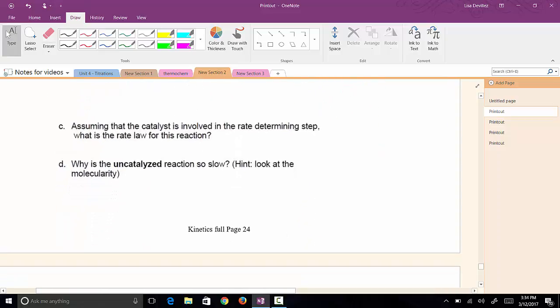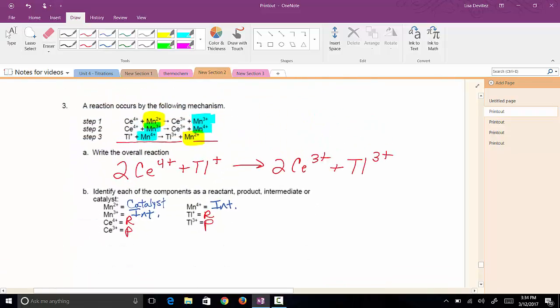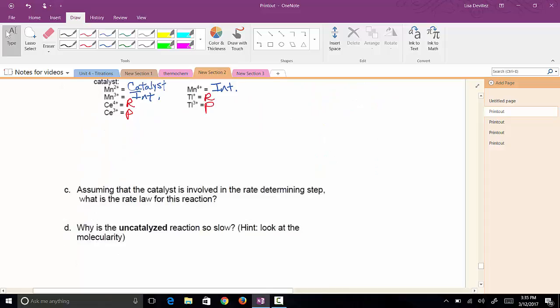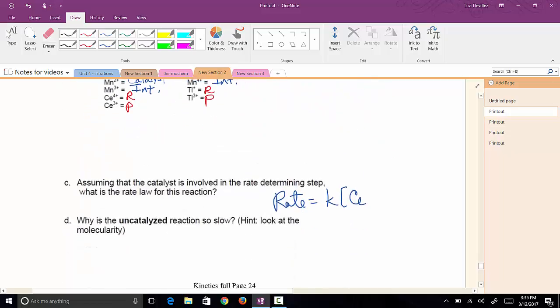It says, assuming that a catalyst is involved in the rate determining step, what is the rate law for this reaction? So our catalyst is in step 1, and so we would have rate equals k[Ce4+]. You do not include the catalyst in the rate law. We don't have to do anything else like what we did before with the intermediate, but we would just write the rate equals k, then your Ce, and that was the 4 plus.